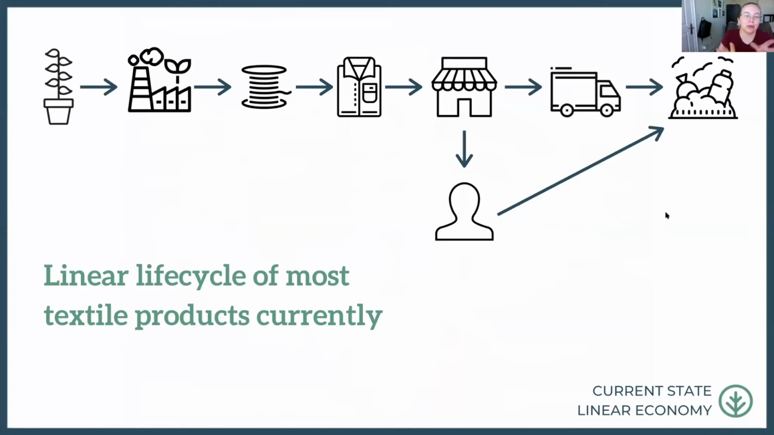So if you were to go through the linear life cycle of textiles, you would start with plants. This is very simplified, obviously. You would go to manufacturing and dyeing and all of that harmful stuff. And then it goes to threading, which is also an incredibly resource intensive step. And then the fabric gets made into products, which go to stores. And most of them probably get to customers who will eventually throw them out.